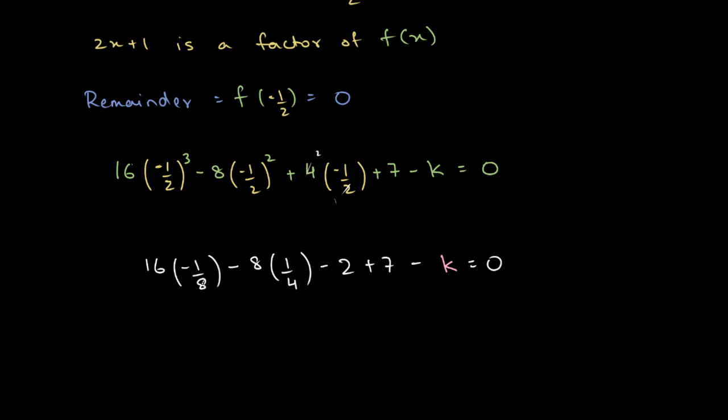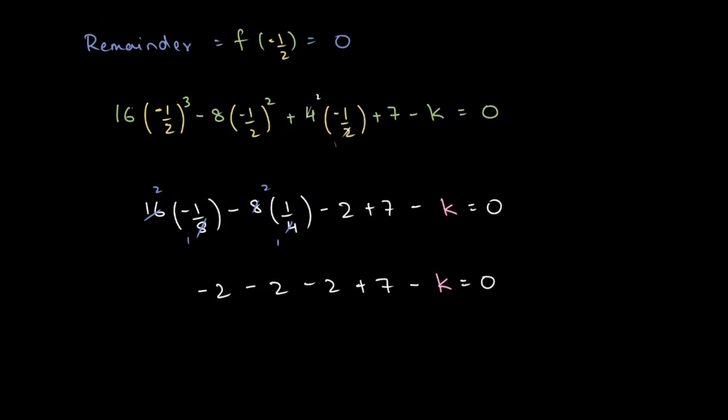Solving this further, I can see here that the 8 can get cancelled here. 8 1s are 8, 2s are 4. So let's write them down again and simplify this. So 2 into minus 1 is minus 2. Minus 2 into minus 1, so minus 2 plus 7 minus k. And the entire thing is equal to 0.